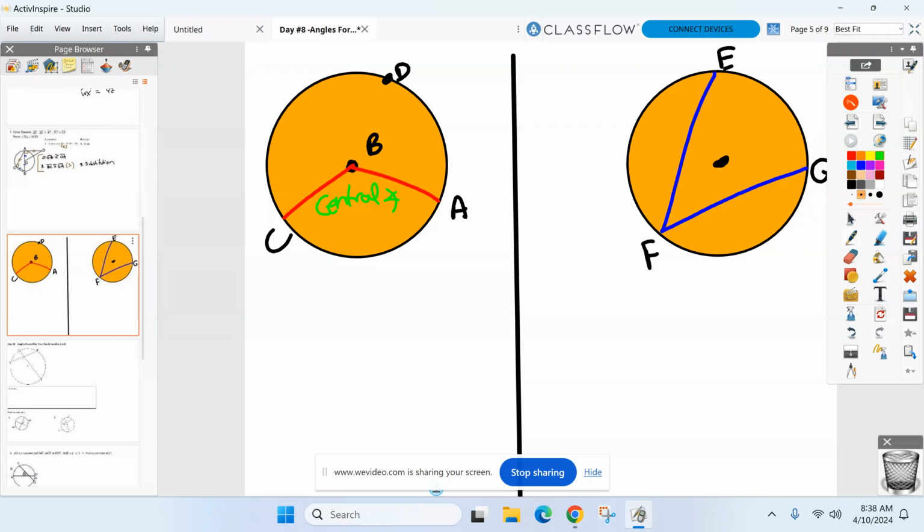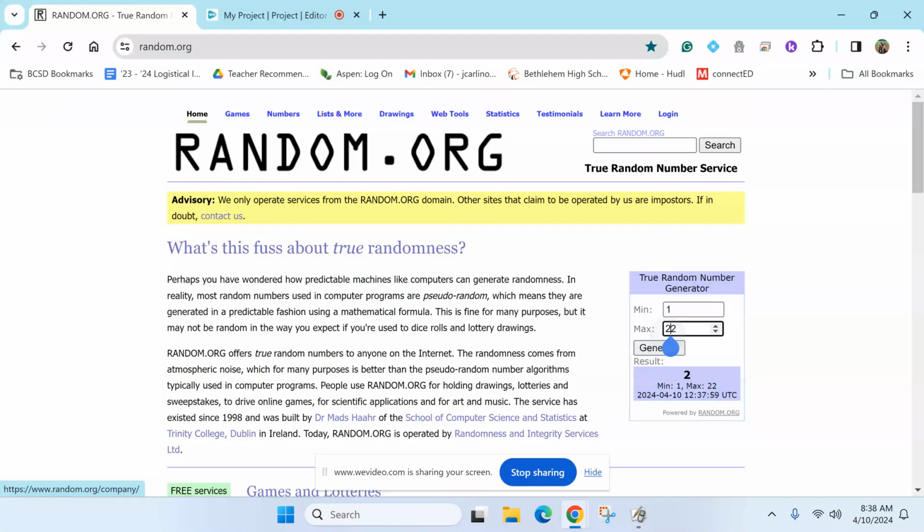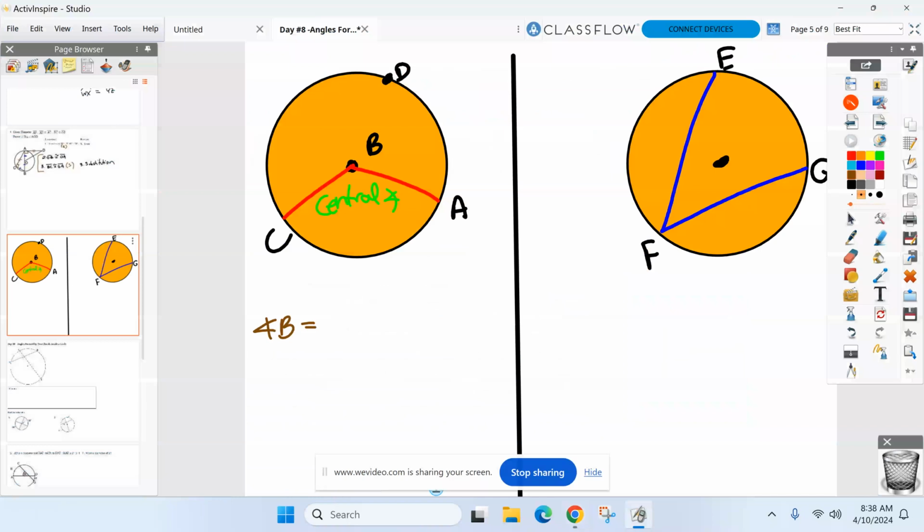All right, that's a central angle, coming from the center. And how do you find any central angle? What's it always equal to? Central angle always equal to, let's go, Henry. Good. It's arc measure, which in this case would be CA. Good. So that's one type.